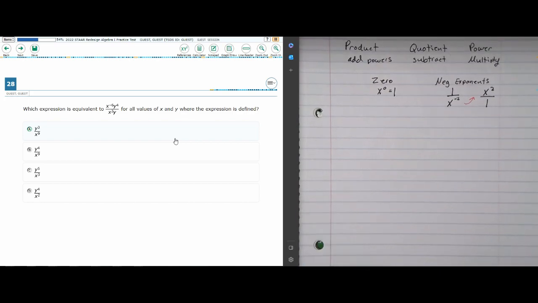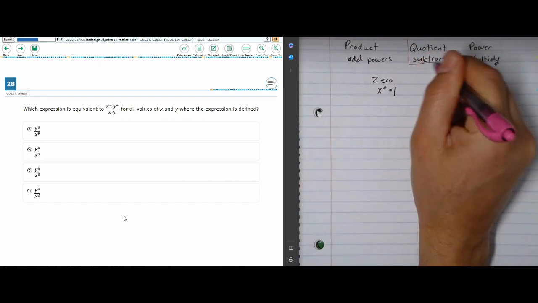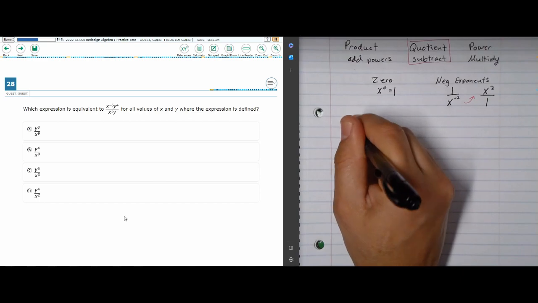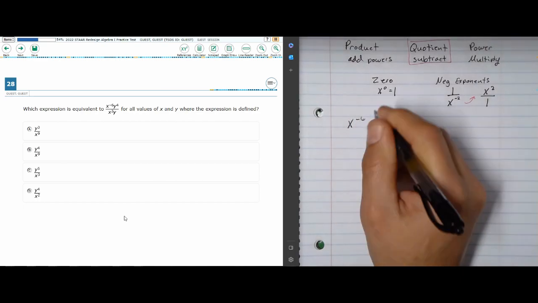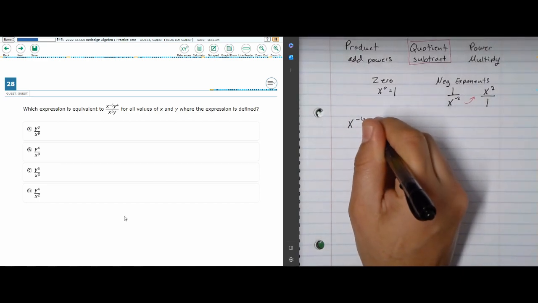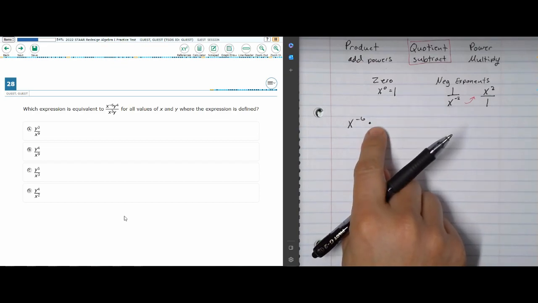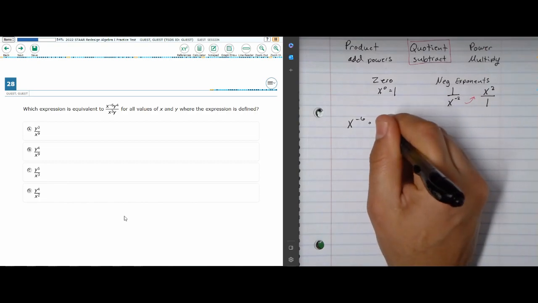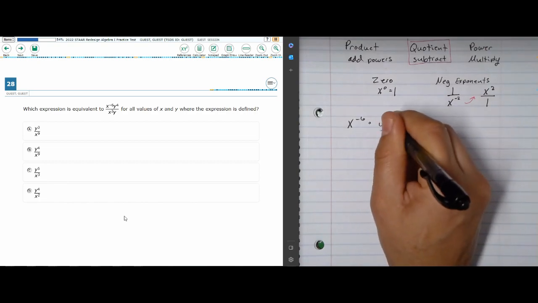On this one, if you look at it, we do have things that are being multiplied, and we have division going on. So I'm going to go ahead and use our quotient rule to take care of this. Let me go ahead and write this down. We have x to the power of negative 6 times, I'm going to put the multiplication sign just to remind you that anytime two variables are sitting beside each other, they are being multiplied. So times y to the power of 4.